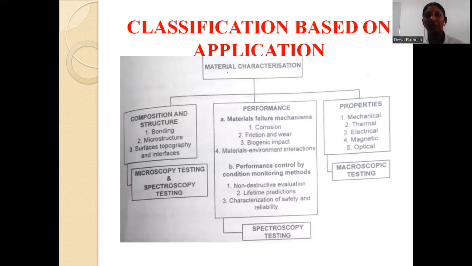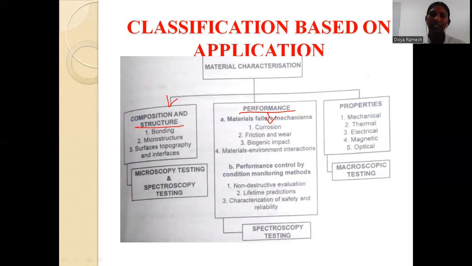So classification of material characterization is broadly classified into three categories. One is based on the composition and structure. Second one is based on performance. Third one is based on the properties. So first, the composition and structure. This deals with the bonding and microstructure and surface topography analysis. Next, the performance. The name itself indicates the performance of the material can be identified.